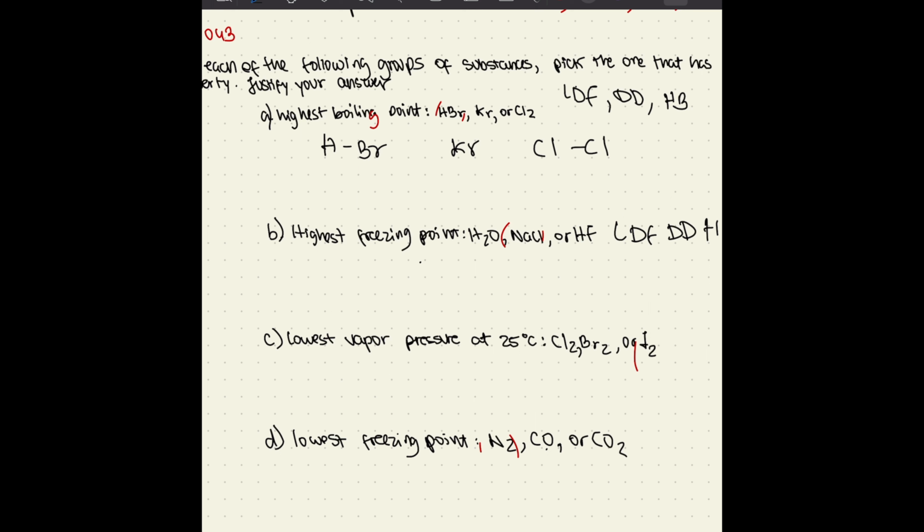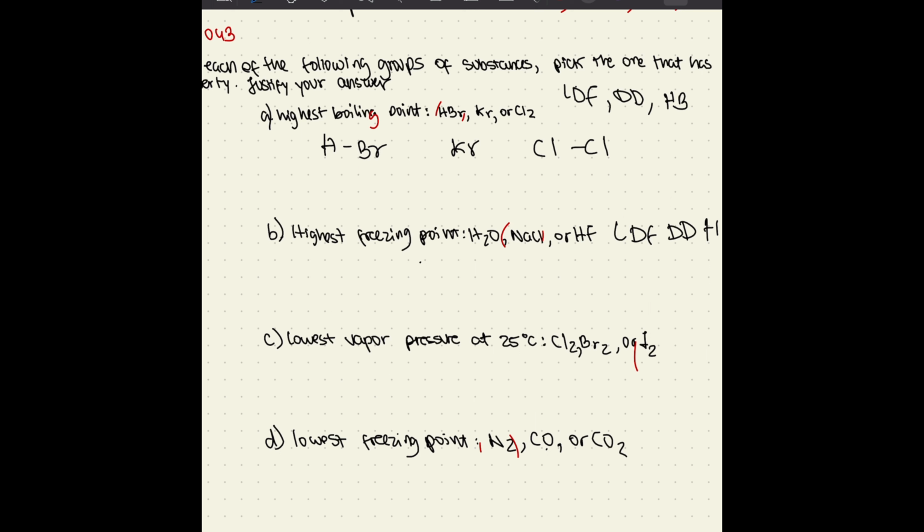Highest boiling point is directly related to intermolecular forces, meaning that the stronger the intermolecular forces, the higher the boiling point. So which one has the strongest intermolecular forces? Every single thing has LDF, London dispersion.